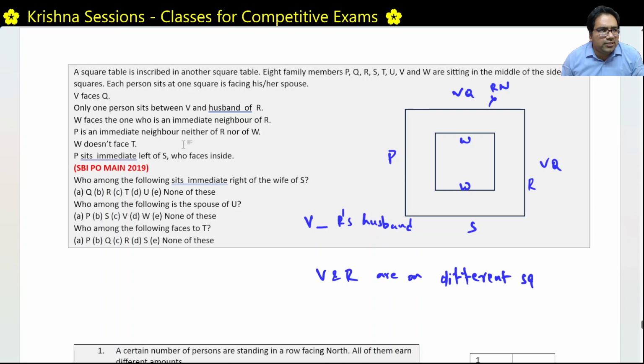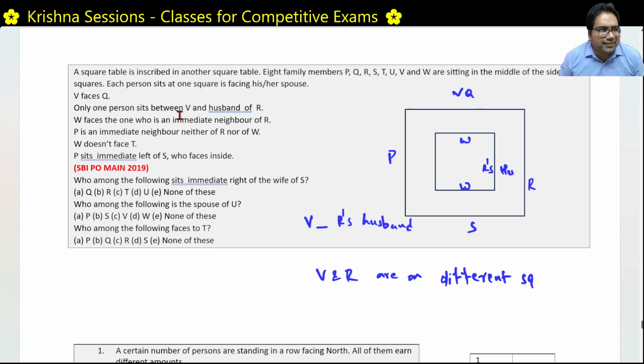Now, there is one more condition. If R is sitting here, where is R's husband sitting? R's husband is here, right? If R is here, R's husband is here. Now, what does that mean? V and Q, where will they go? They cannot sit here, right? So that means V and Q have to be here only. Either V is inside or V is outside, we don't know. Either of them will be inside or outside.